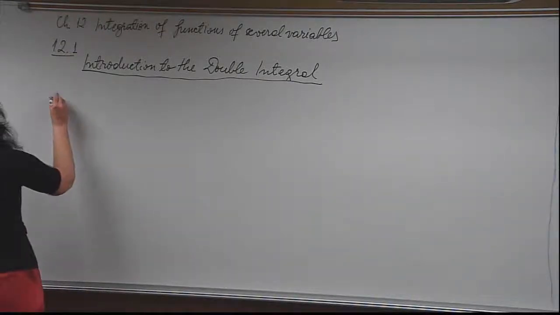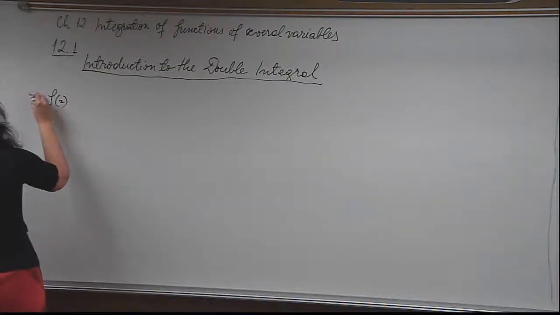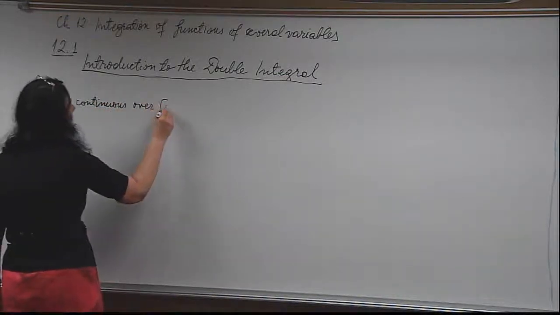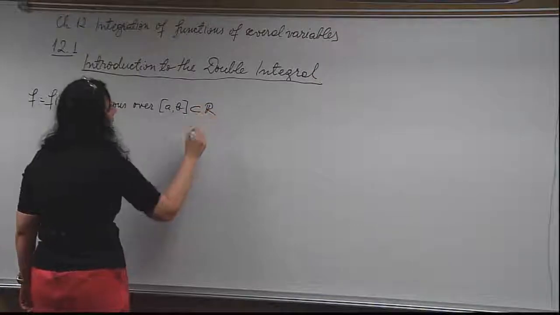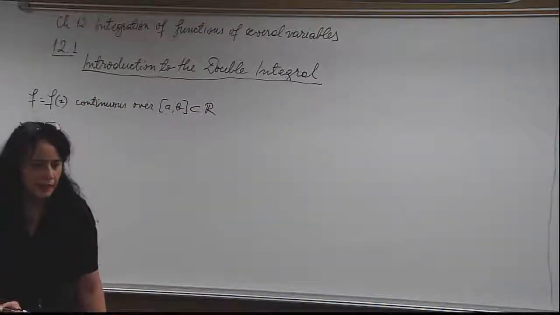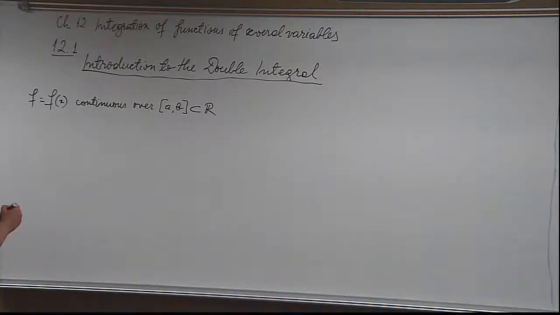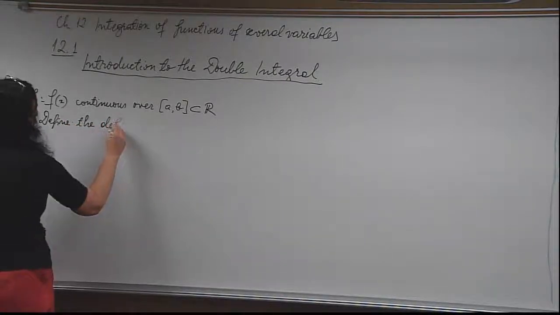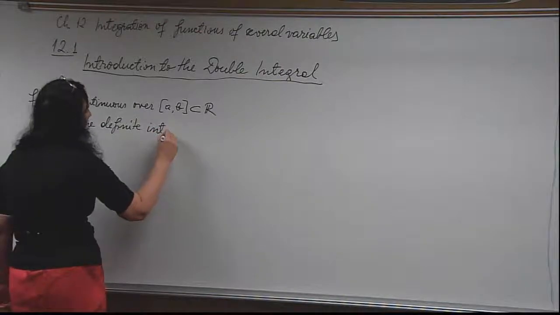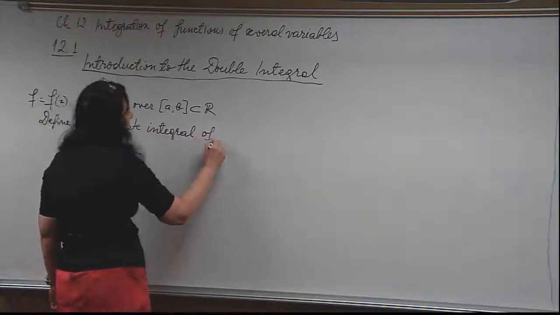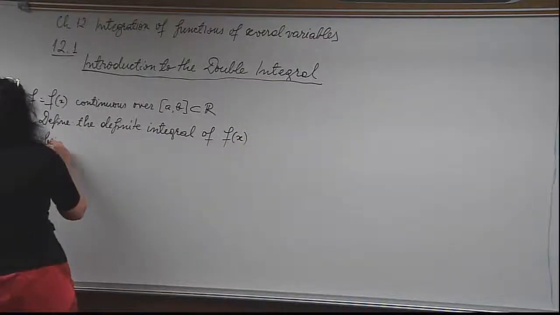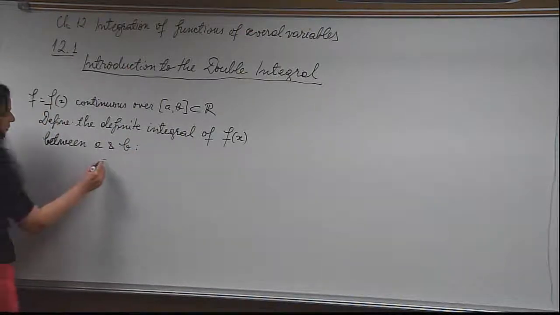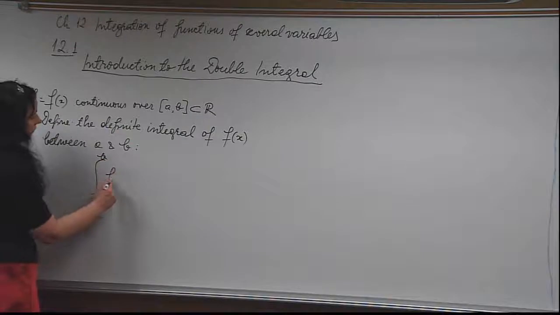So assume you have a function that's continuous over a certain interval [a, b] in R. And you know that in that case, you can define the definite integral of f of x between a and b. And as a notation, it is denoted by the integral from a to b of f of x dx.